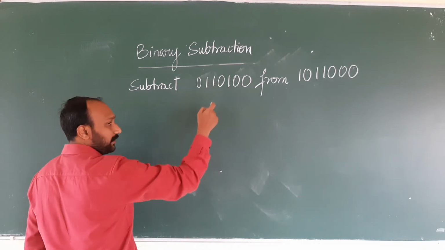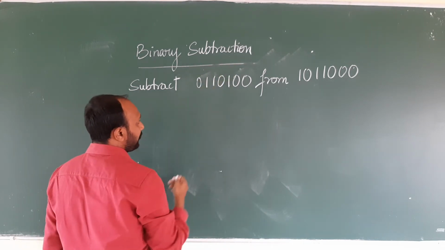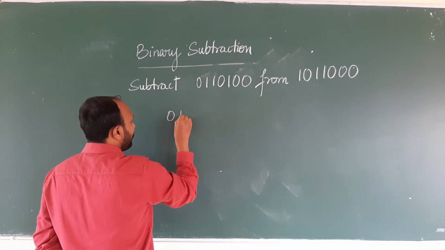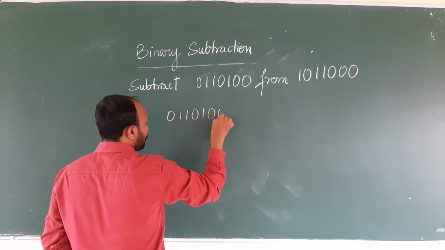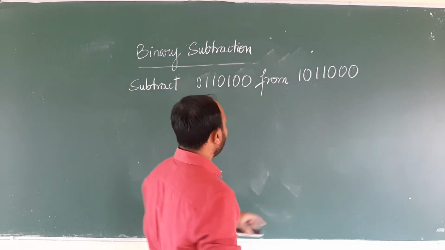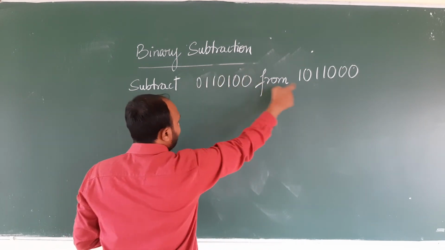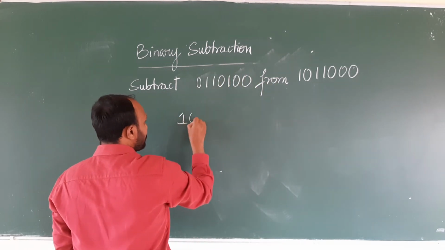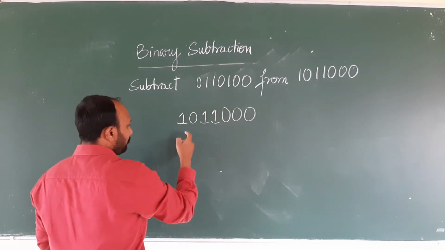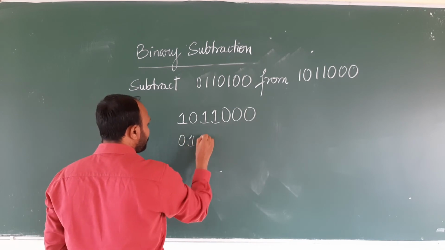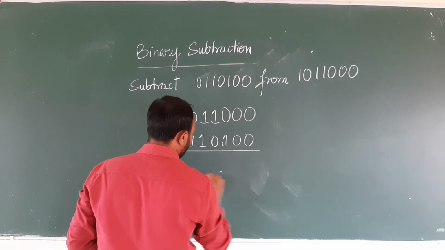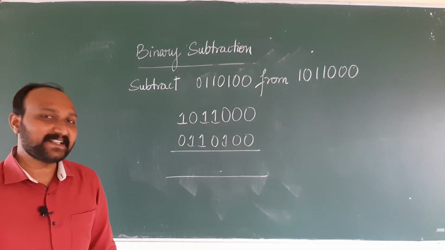So, in the minuend we will be writing what? We will be subtracting this value from this value. So, this is the subtrahend, this is the minuend. The minuend is 1, 0, 1, 1, 0, 0, 0. The subtrahend will be 0, 1, 1, 0, 1, 0, 0. Okay. Now, we need to perform binary subtraction.